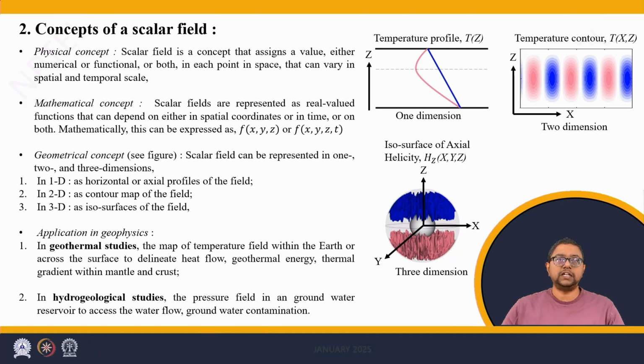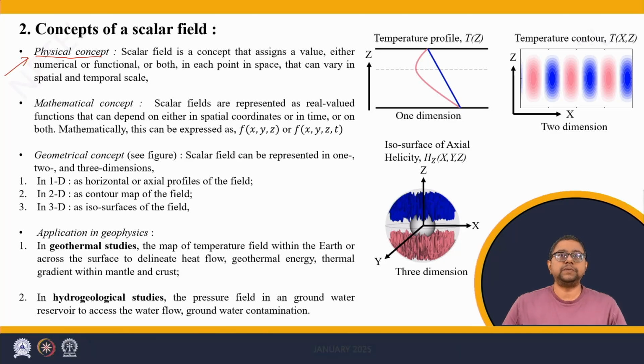First, the physical concept. What is the physical concept behind a scalar field? A scalar field is a concept that assigns a value, either positive or negative, in numerics or functional values, or both, for each point in space and time. They can also vary over space and time in a continuous manner.